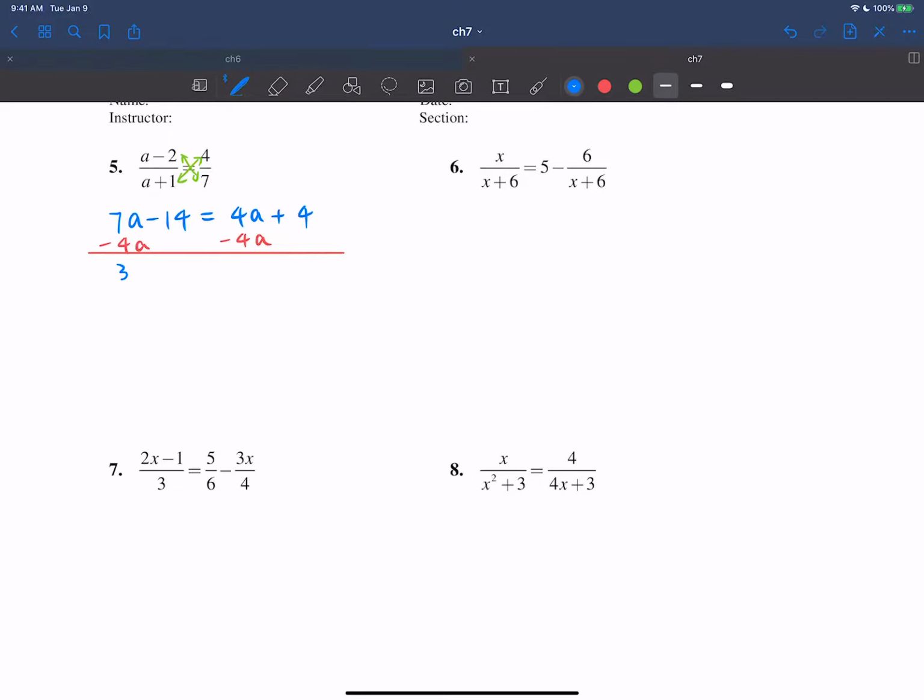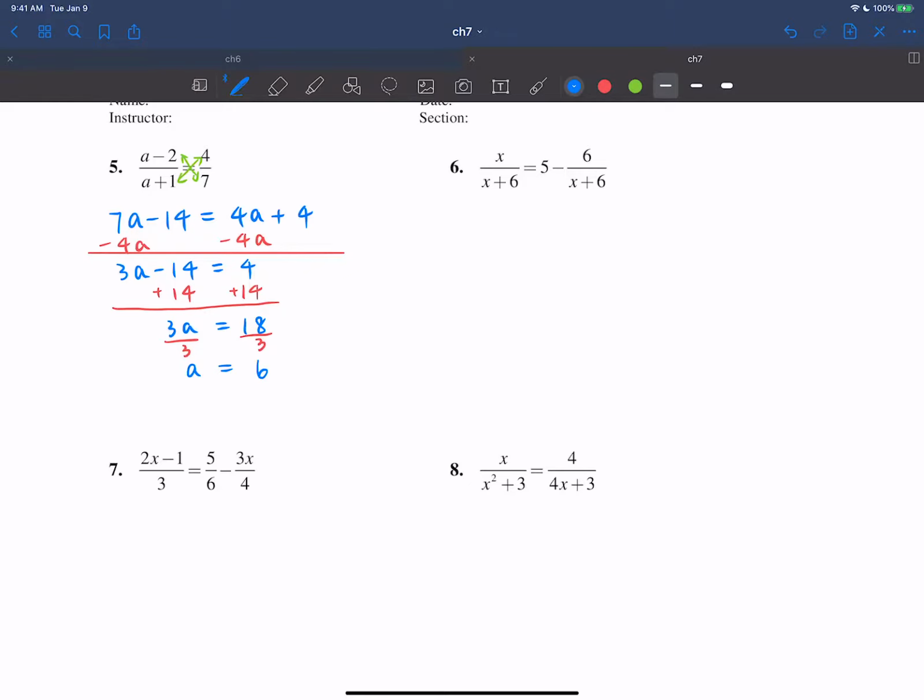That will give you 3a minus 14 equals 4. And then plus 14 on both sides, and we obtain 3a equals 18. Divide both sides by 3. We obtain a is 6.